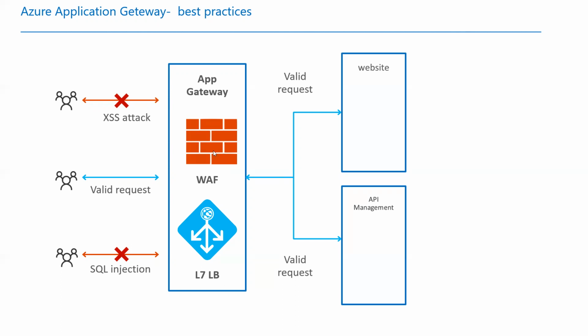So this picture shows how the cross-site scripting or the SQL injections are terminated at the application gateway level, not processed and sent into the backend. So the only requests going into the backend website or the API management here are filtered, valid requests from the front end.